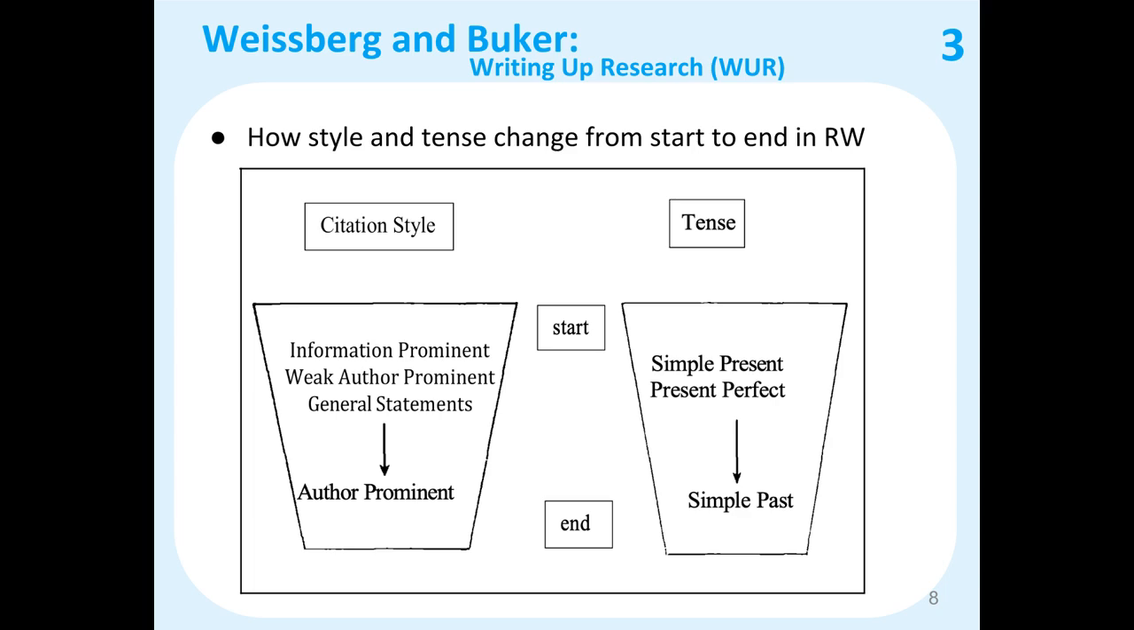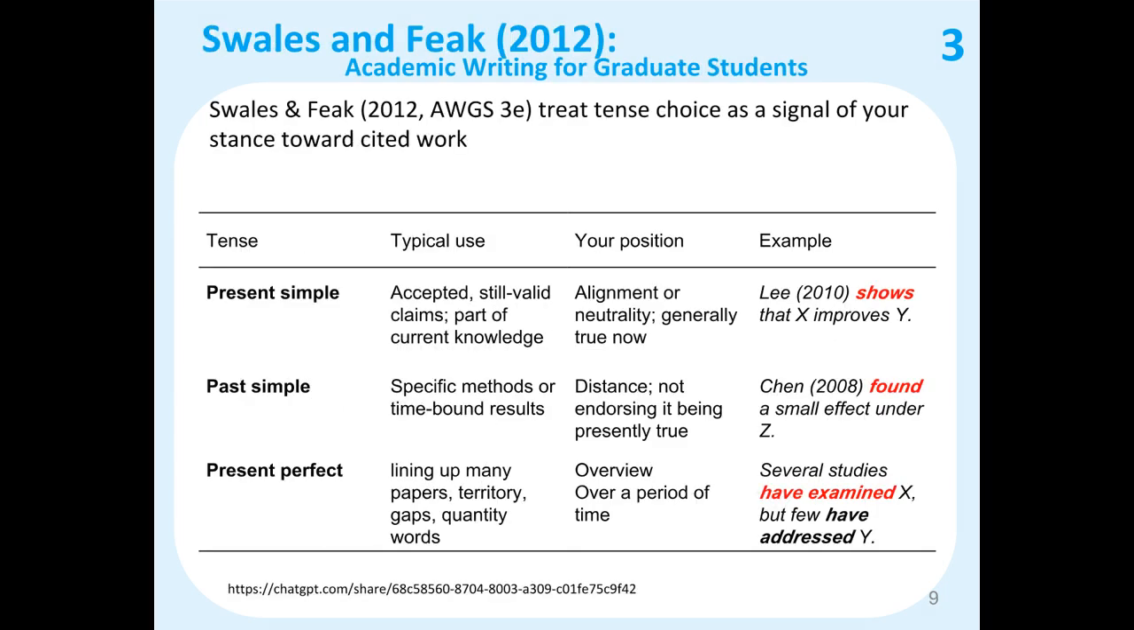current facts. All right, this table from Swales and Feek is the master key to understanding why tense selection is so critical. They argue that it's a direct signal of your stance as an author. Let's quickly break it down. First, the present simple. You use this for claims that are considered currently accepted, valid knowledge. It signals alignment or neutrality. You're stating a fact. Second, the past simple. This is for reporting specific methods or time-bound results from a particular study. It creates distance. You're reporting what a researcher did in the past, not necessarily stating a universal truth for today.